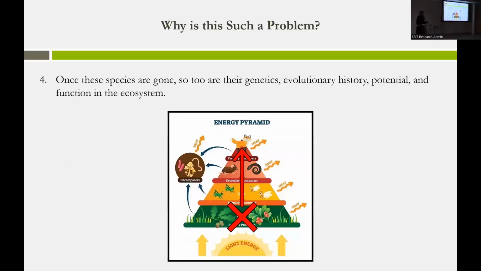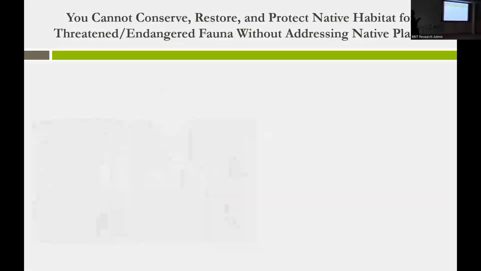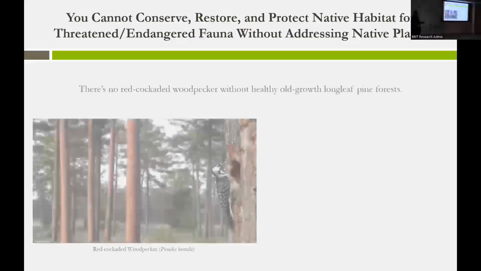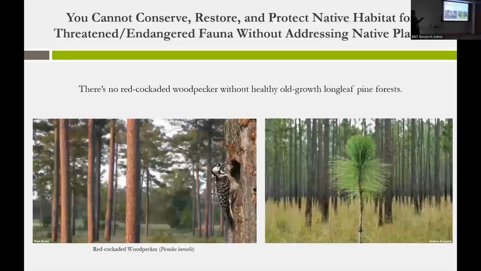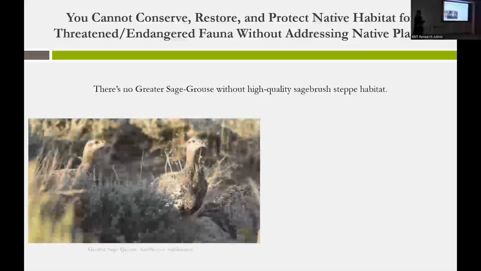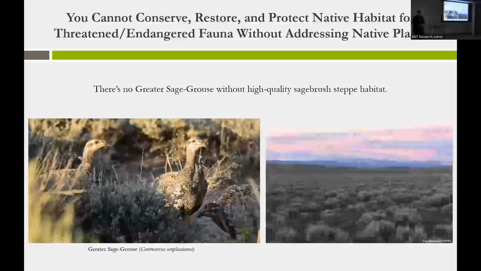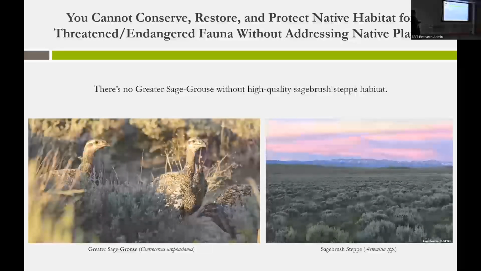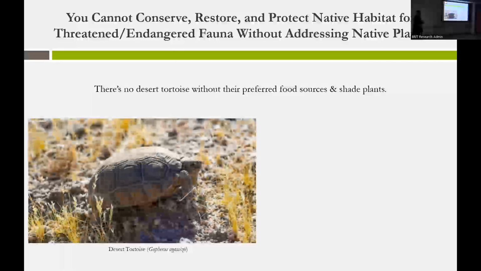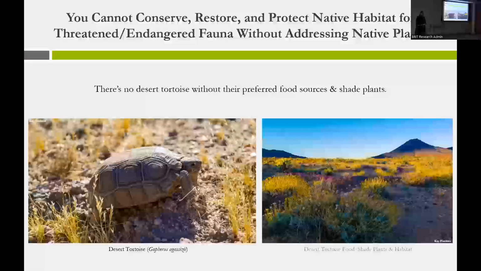And I want to bring attention to this because it's not just the conservation of plant biodiversity. We cannot conserve, restore, and protect native habitat for threatened and endangered fauna without also addressing plants. So some examples: there's no red cockaded woodpecker without healthy old growth longleaf pine forests, or greater sage grouse without high quality sagebrush steppe habitat.